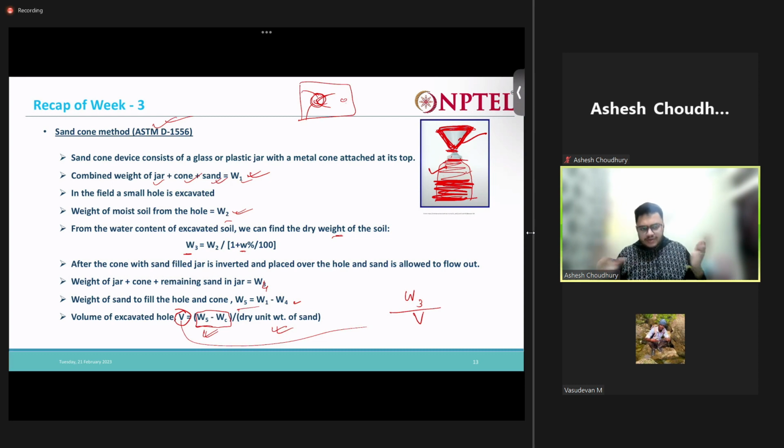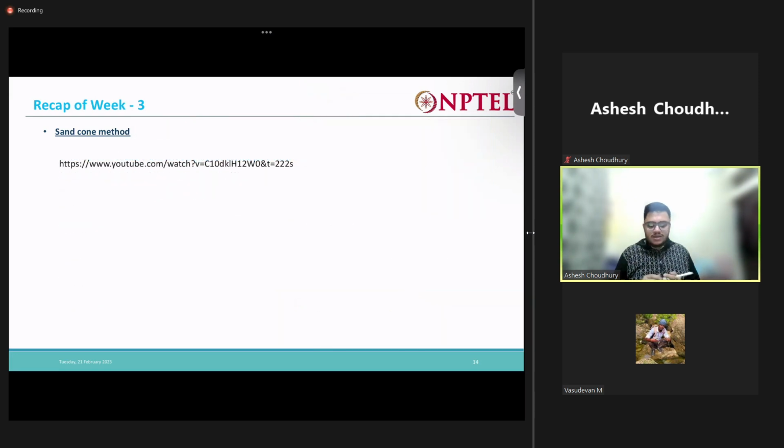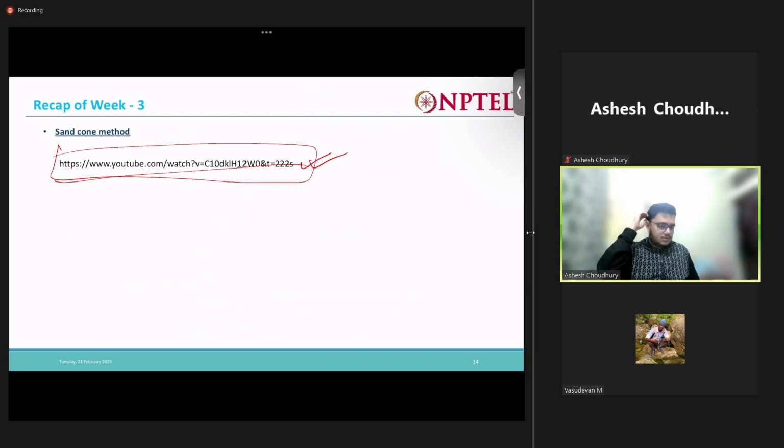This is actually very difficult to explain like this. It's a very simple experiment in the lab, and you can easily do it. It's also very easy to explain in the lab. So I suggest that you watch this video. In this video, everything is properly given, how to determine the dry unit weight of the soil in the field using this method.